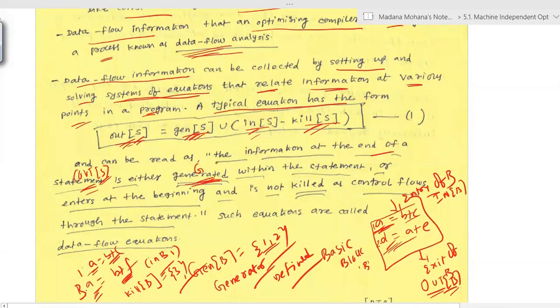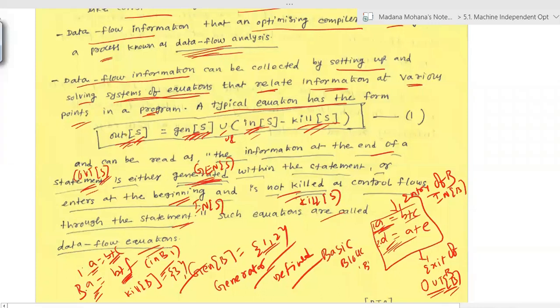Generated means gen of S, within the statement S. Here union means or. Then it enters at the beginning, which is nothing but in of S, and is not killed as control flows. Not killed is nothing but kill, so this is kill of S. Minus means not killed, killed as control flows through the statement. Such equations are called data flow equations. So this is the sentence form.